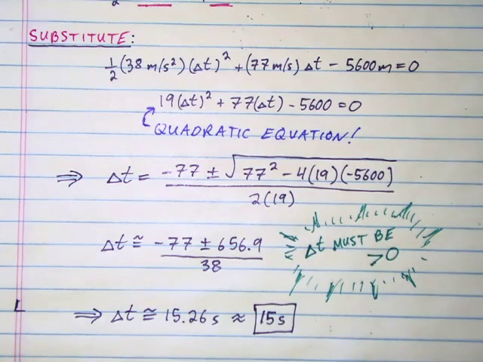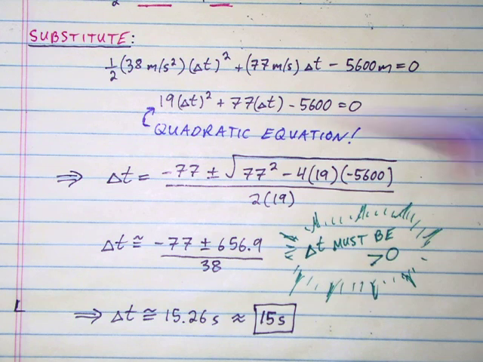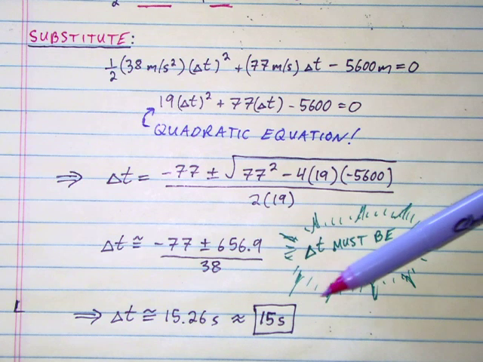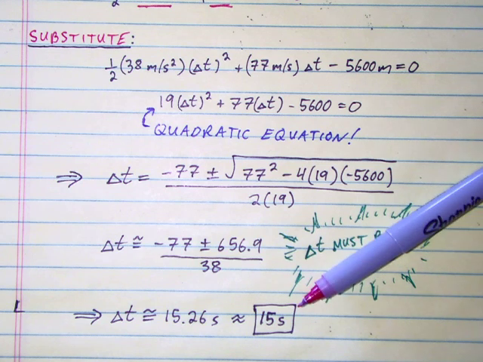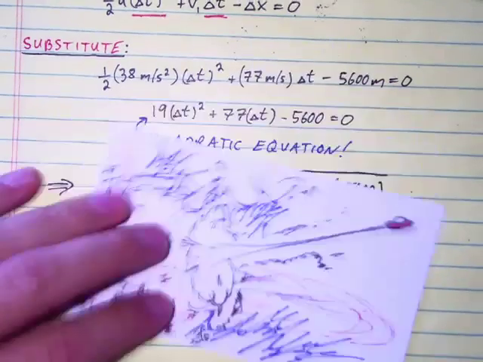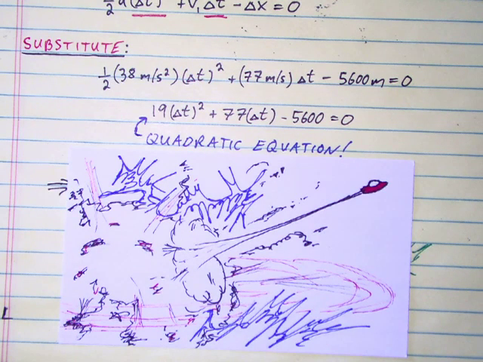And when we do that, we get about 15.26, rounding to our two significant figures, about 15 seconds. To be safe, we should probably tell Spaceman Spiff to put a little more than 15, maybe 16 seconds on his timer, so he doesn't get swallowed in the cloud of fire and debris. He escapes.